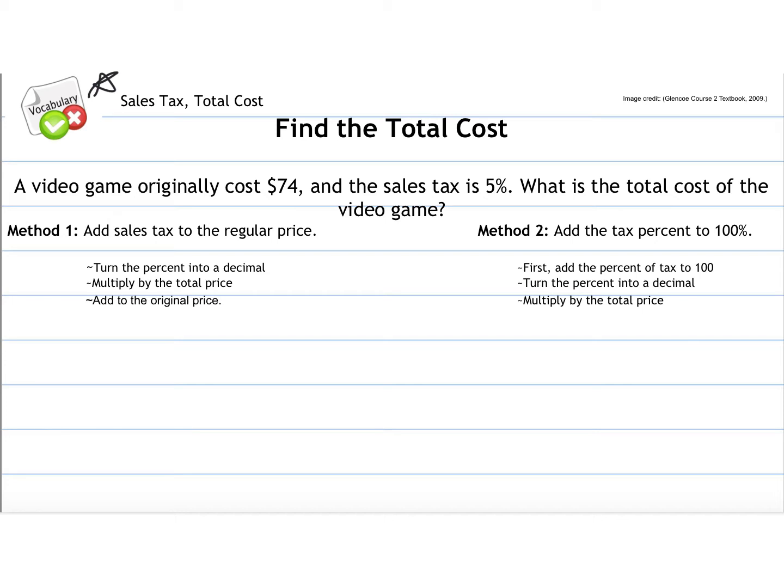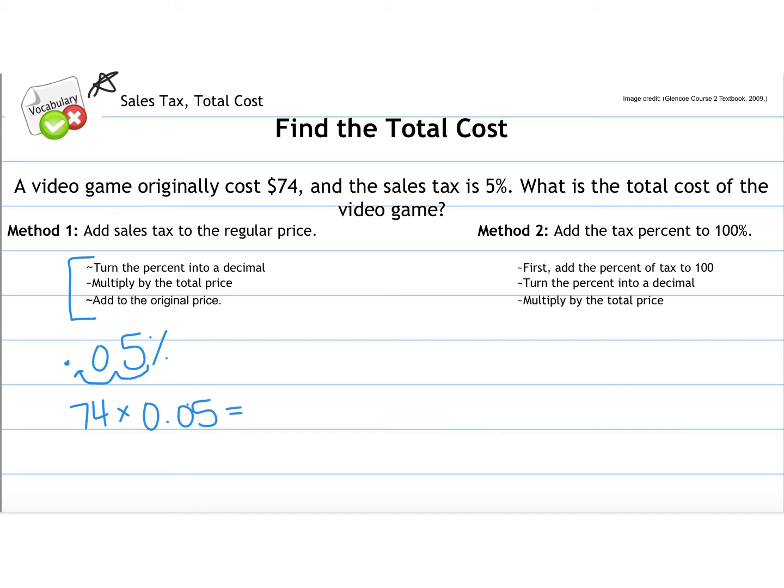Method number one is to add the sales tax onto the original item. And so let's write down the problem and the methods and these steps in our notes here. First step, turn the percent into a decimal, multiply that by the total price, and then you're going to add that onto the original. So 5%, when I make that a decimal, start here at the end of the number, go 2 spots to the left, fill in with a 0. So we're going to take the original price, $74, and we're going to multiply by 0.05, and now that's going to tell us how much tax you are paying.